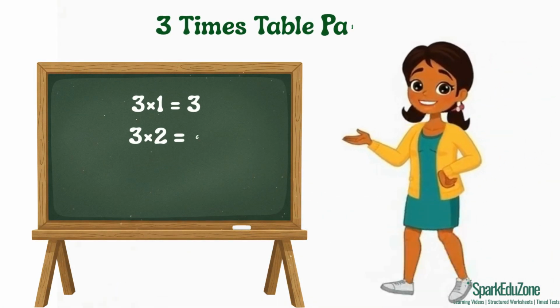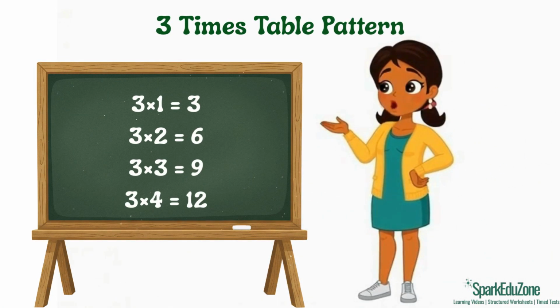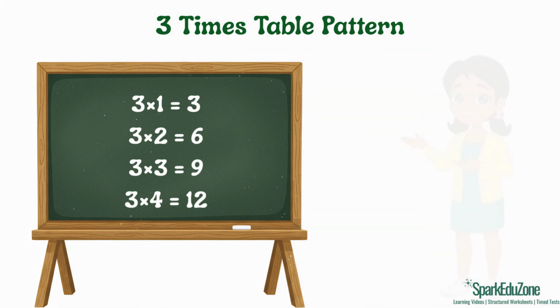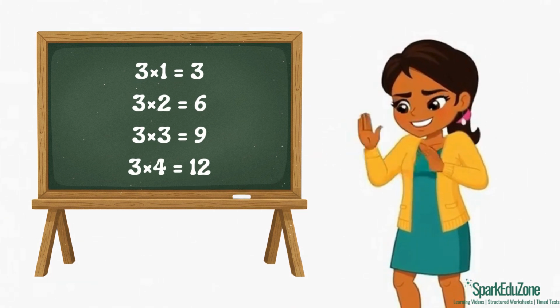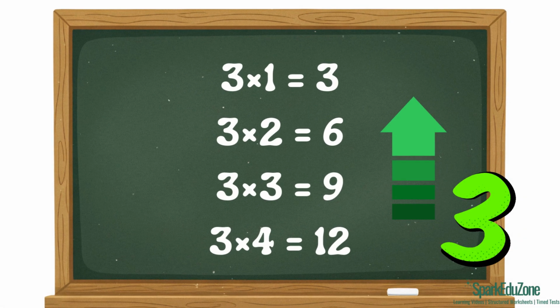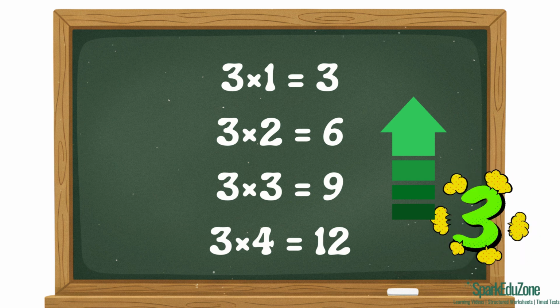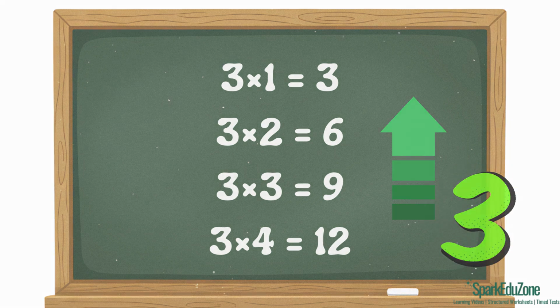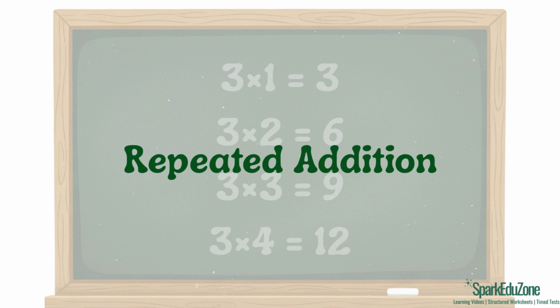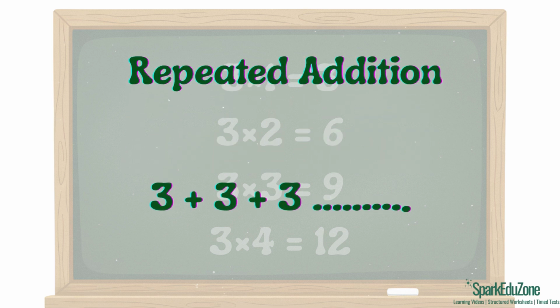3 times 1 equals 3, 3 times 2 equals 6, 3 times 3 equals 9, 3 times 4 equals 12. Look at the 3 times table. See the pattern? Each answer increases by 3. This is called repeated addition, 3 plus 3 plus 3 and more. Practicing this pattern makes multiplication easy.